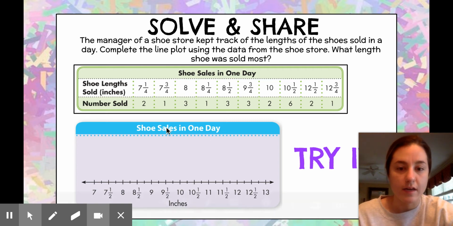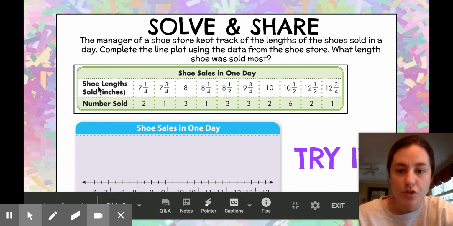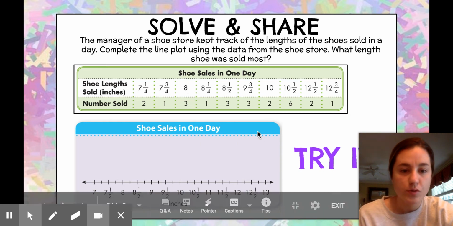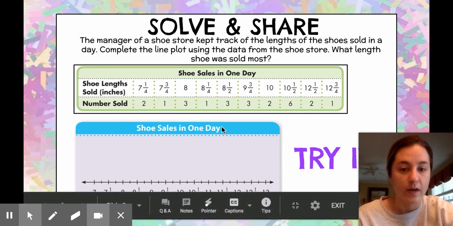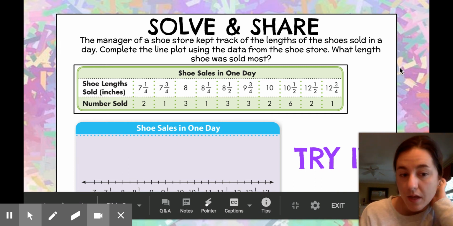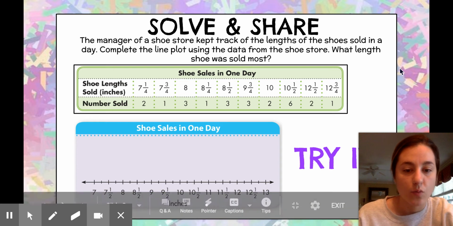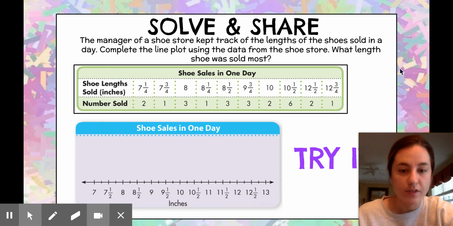So here's our data in this table here. Shoe lengths sold, and they were sold in inches. So these are all the lengths of the shoes and the number sold. So 2 shoes were sold at 7 1/4, 1 pair of shoes at 7 3/4, 3 at 8, and so on. So it wants you to now take this data and organize it in a nice, neat line plot. And a line plot always gets a title. So shoe sales in one day is the title for this line plot.